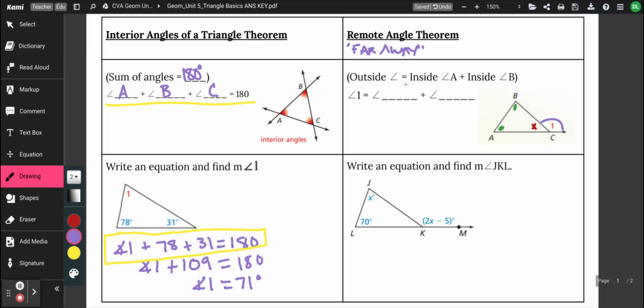So the equation for using the remote angle theorem is your outside angle, this is an exterior angle, equals the sum of the inside angles. So angle 1 is going to equal angle A plus angle B. And again, here's your equation, so make sure you get used to starting with it. Okay? So let's look at what we have down here.